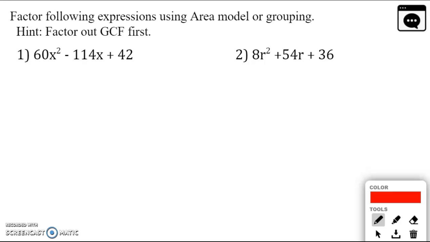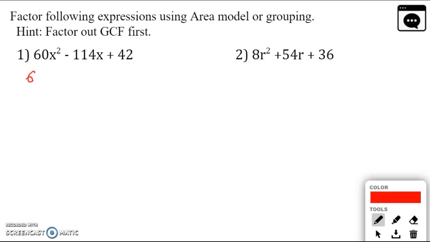you need to always look for GCF, because by doing so, you're going to end up with much smaller numbers. If I try to use it as it is, then if I multiply 60 times 42, that's a huge number. That also means to solve the diamond, you're dealing with a lot of different combinations. We don't want to do that. We do want to look for a GCF whenever possible, looking at 60, 114, and 42. Is there a number that is a common factor to all three? Yes, there is, 6.